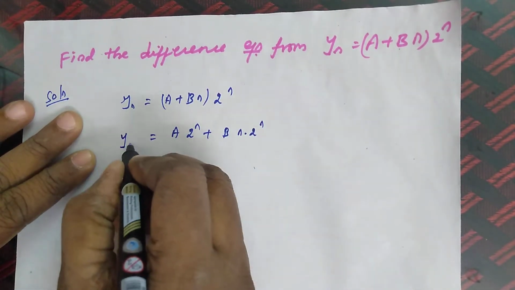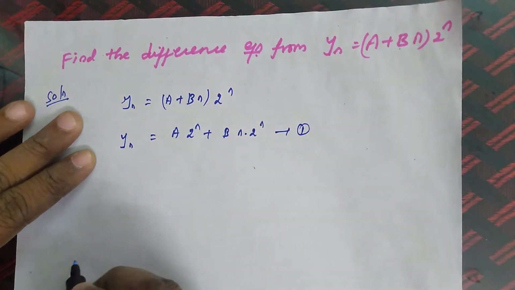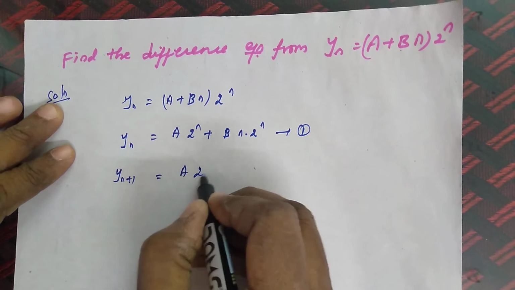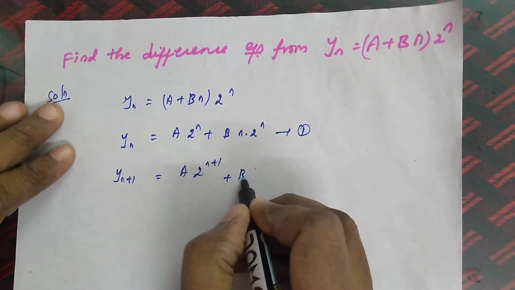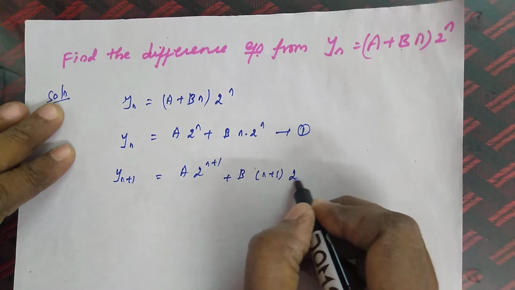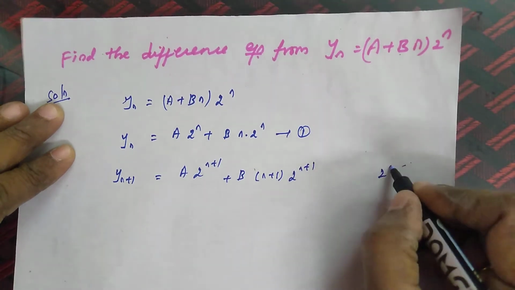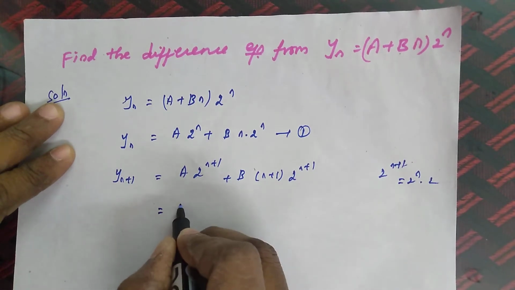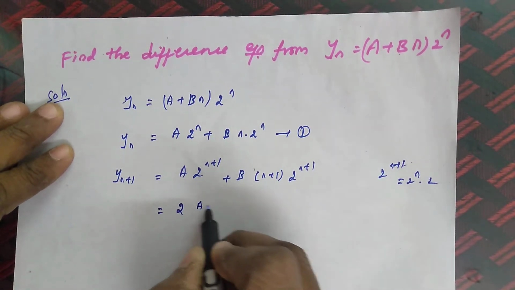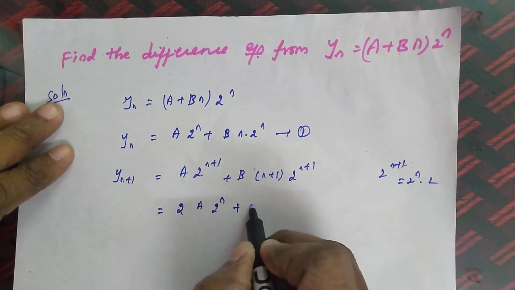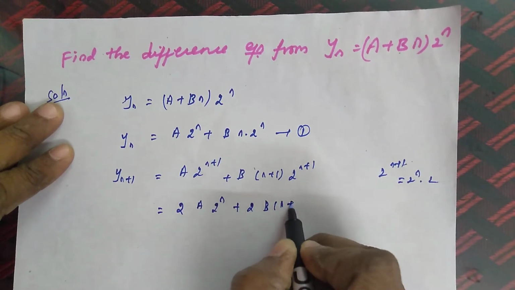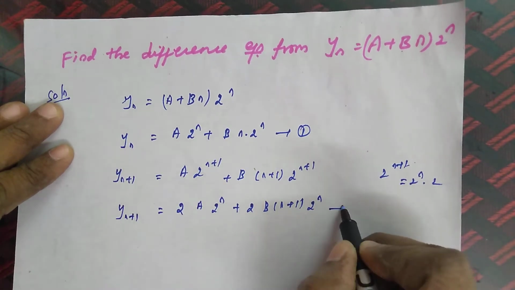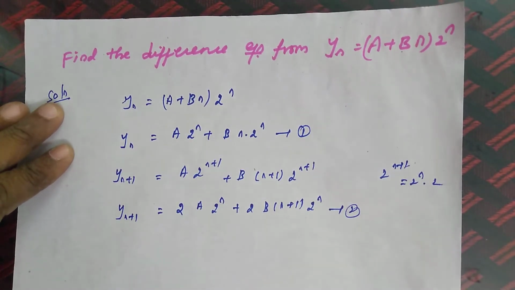So this is our given equation. We call this equation 1. Now replace n by n plus 1. So a into 2 power n plus 1 plus b n plus 1 into 2 power n plus 1. Now the 2 power n plus 1 can be written as 2 power n into 2. So this can be written as 2a into 2 power n plus 2b n plus 1 into 2 power n. So our y n plus 1 equal to this, which is our equation 2.